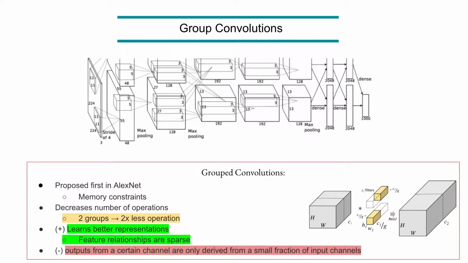But at the same time, it also has a disadvantage. For example, features here are only taken from these feature maps, these convolution filters. So you cannot propagate this information here. You can only propagate this information within this group of convolutions. This is the main disadvantage.